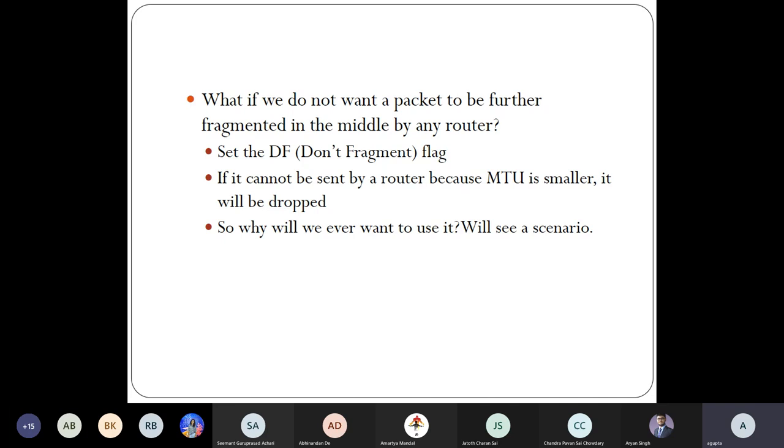Now, why would we ever want to use it? We'll discuss a scenario later on. But this is not commonly used, so DF will mostly be set to 0. But if you set DF to 1, it tells the router: do not fragment this datagram, that IP packet, any further.